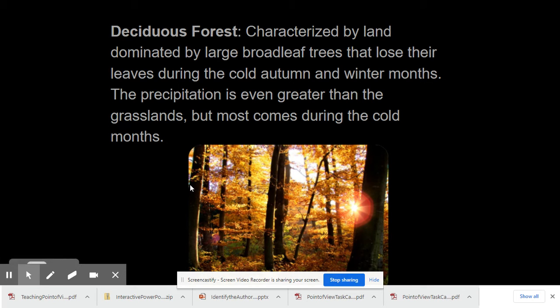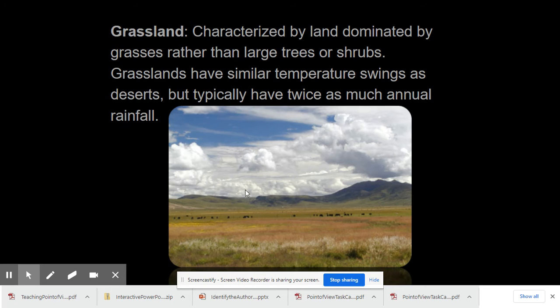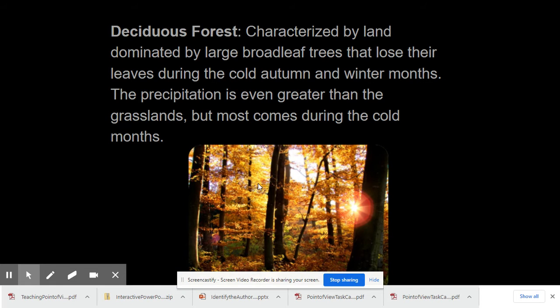Deciduous forest. It is characterized by land dominated by large broadleaf trees that lose their leaves during the cold autumn and winter months. The precipitation is even greater than the grasslands, but most comes during those cold months in the deciduous forests. So kind of pay attention to the different pictures. Grassland, deciduous forest.